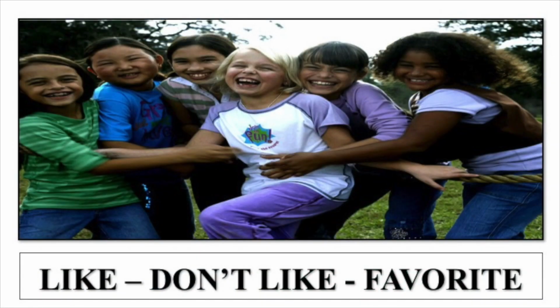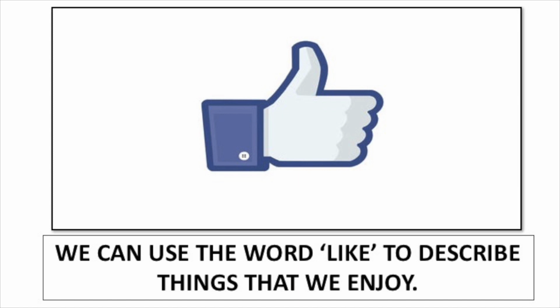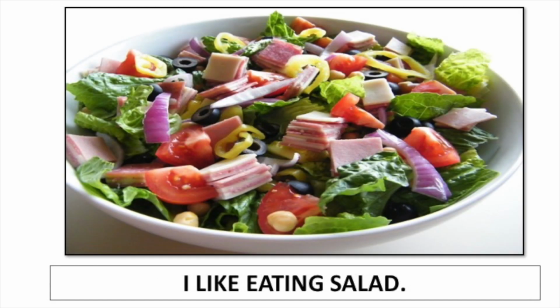So let's take a look at our PowerPoint presentation about the three phrases we'll learn today. Like, don't like, favorite. Okay, so let's look at how we can use these three phrases correctly. We can use the word like to describe things that we enjoy. Yes, if we think something is good or we enjoy it, we can say like. So let's practice some sentences with the word like. I like eating salad. Yes, you see the phrase is the subject I, then like, and the activity, eating salad.